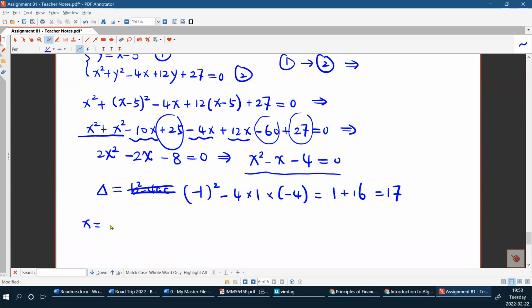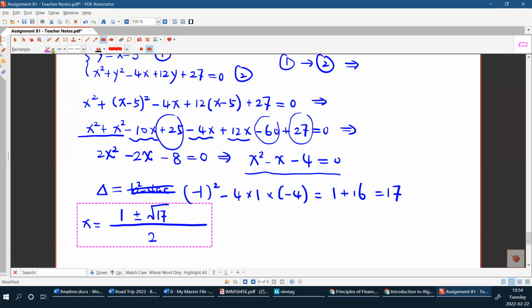So x is given by the quadratic formula, where 2a is the denominator, which is 2 times 1, which is 2. And then negative b, which is 1, right? Then positive or negative square root of delta, which is square root of 17. So these are the possible solutions for the intersection points.